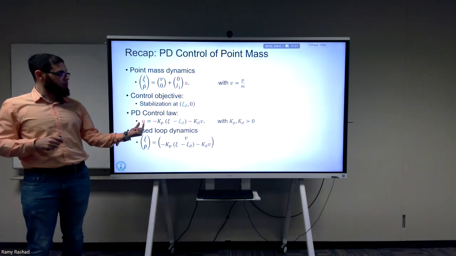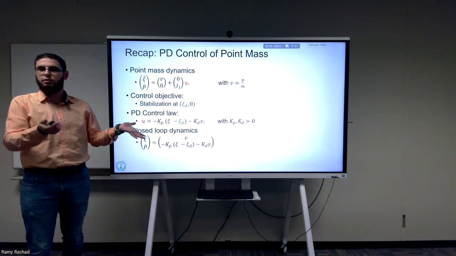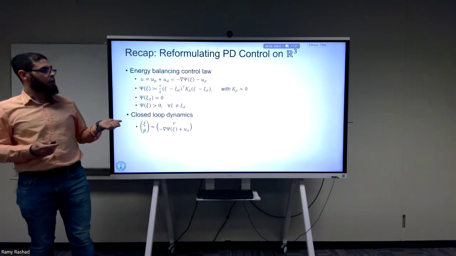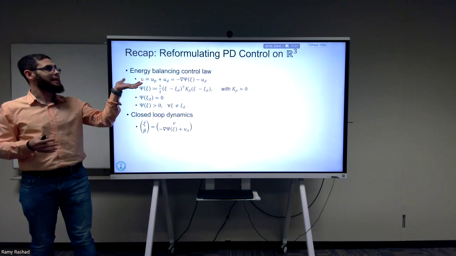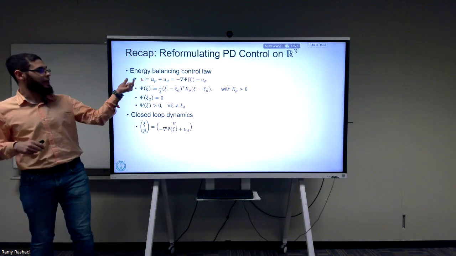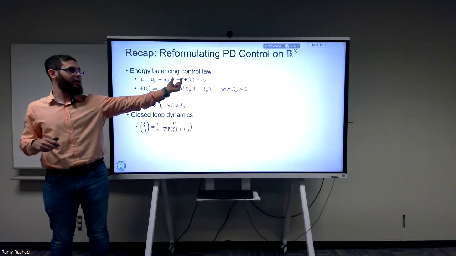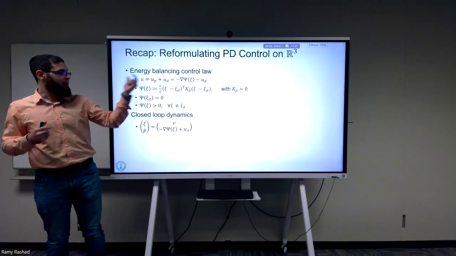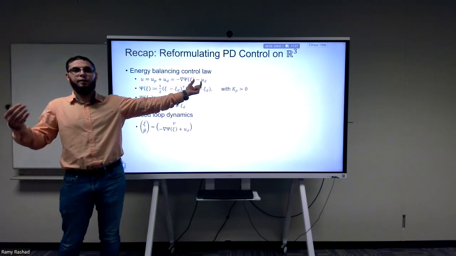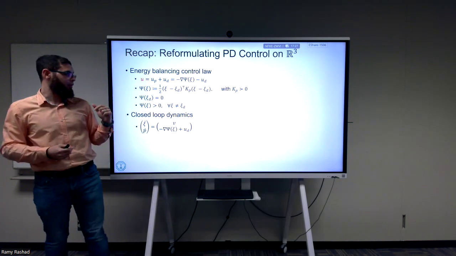And then you can plug in this U inside of this controller. You can get this closed loop dynamic equation. It's a linear system. You can analyze it as is. But we were interested in reformulating the same controller as an energy balancing control law, where the proportional term is given by the negative of some gradient of some potential function, capital psi. And the derivative term, we derive it from whatever makes the system asymptotically stable by looking at the Lyapunov analysis.